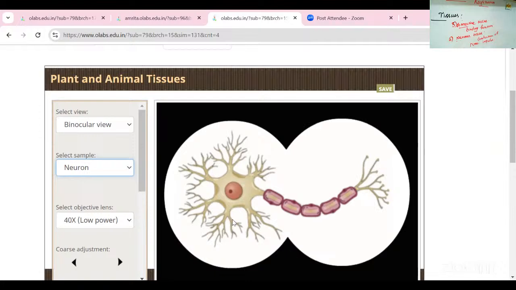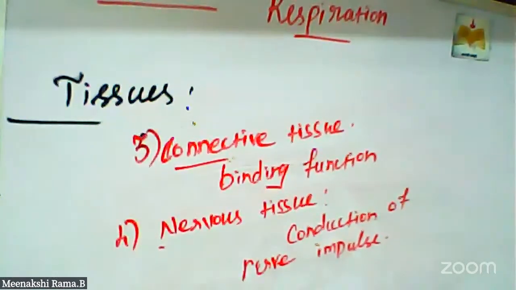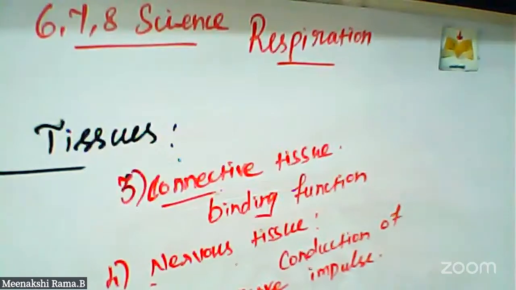Different kinds of cells are joined together to form tissues. Different kinds of tissues are present in our body, and the cells in each tissue have different structures. So this is the neuron cell structure. Very clear? In this simulation, we also learned the different kinds of cells, that is collenchyma and sclerenchyma structures.